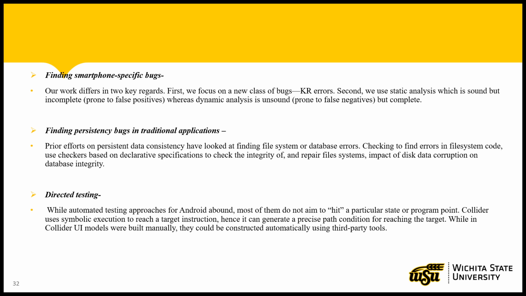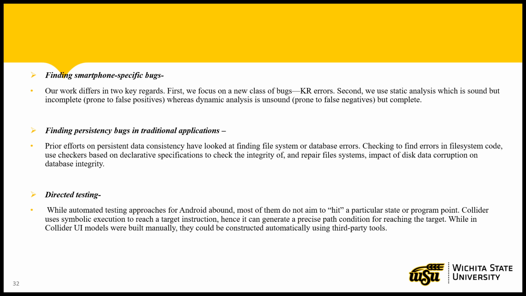Finding persistency bugs in traditional applications. Prior efforts on persistent data consistency have looked at file system or database errors. Checking to find errors in file system code uses checkers based on declarative specifications to check the integrity of and repair file systems, and the impact of disk data corruption on database integrity. These techniques, though, are not directly applicable in the context of KR data handling on Android due to the significant difference in domain applications and consistency properties checked by their and our approaches.